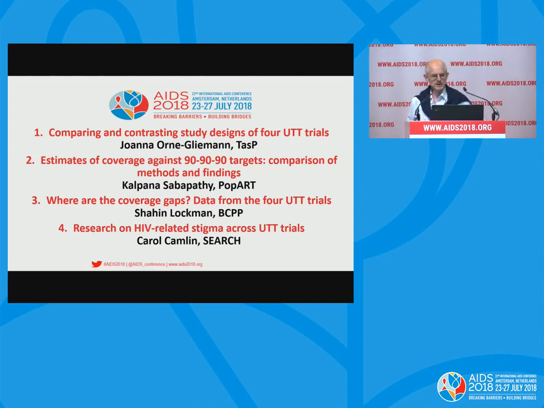So first we'll have a talk by Joanna from TASP which will just briefly summarize the designs of these 4 trials, for those of you who are not familiar with them. Then Kalpana will look at how the trials are estimating coverage against the 90-90-90 targets and some of their findings. Then Shaheen from BCPP will look at where are the gaps in coverage. So it's all very well achieving the 90-90-90 targets, but are we doing that in all age and sex groups, for example? And last but not least, Carol from the SEARCH trial will bring together information on HIV-related stigma from the 4 UTT trials.